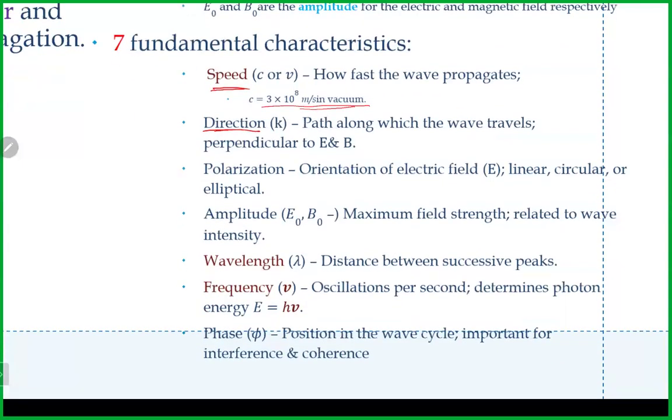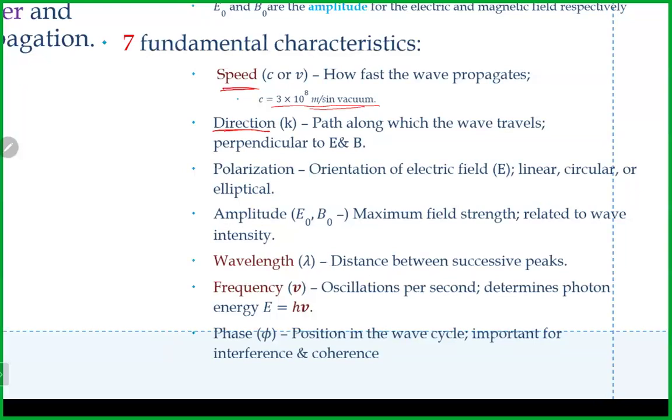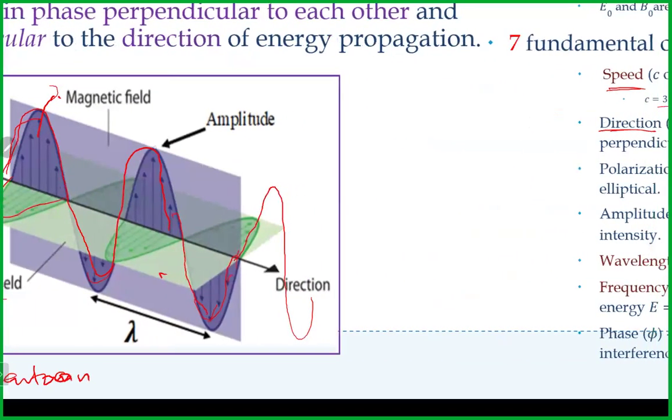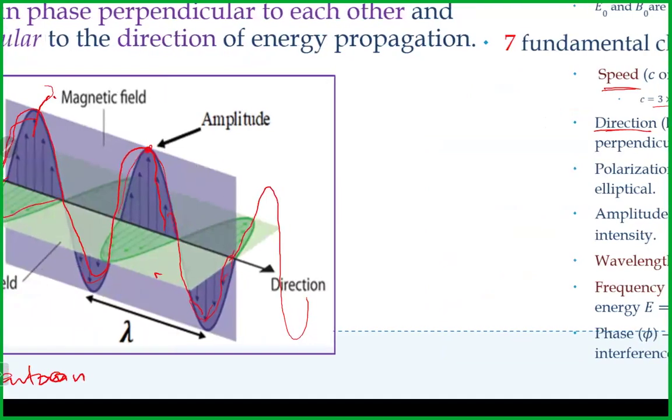There are some properties of the molecule that affect the direction. Now, the polarization is the orientation of the electric field. Same thing, the amplitude, that is how high it can be.